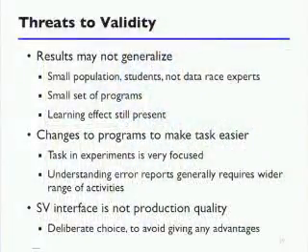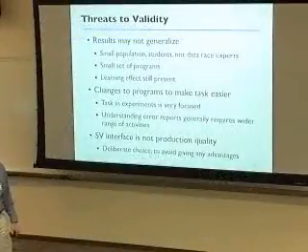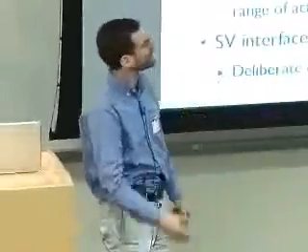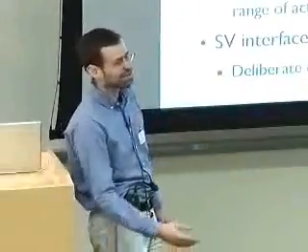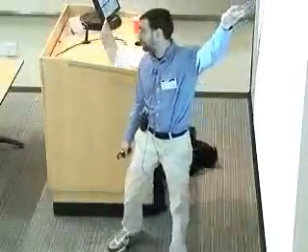Okay, so I should also say what could be wrong with the experiment, although we've certainly poked a few holes in it already. So the most obvious thing, the results may not generalize. I mean, these are 8 students, not professional programmers, not experts on data races. So small population, small set of programs, as we talked about before. And the learning effect is still there. It would be nice to be able to get rid of that.